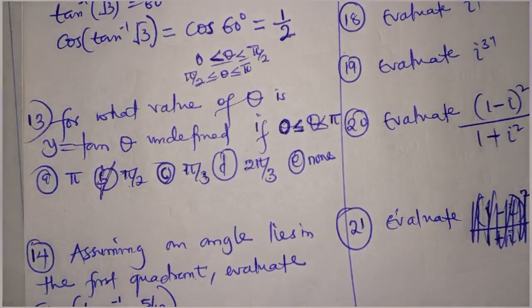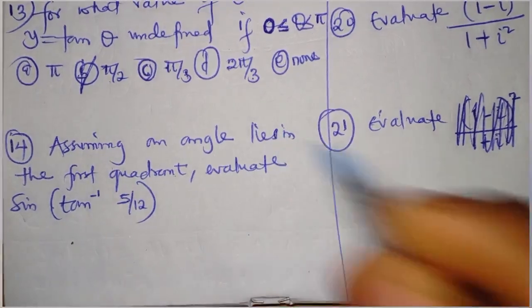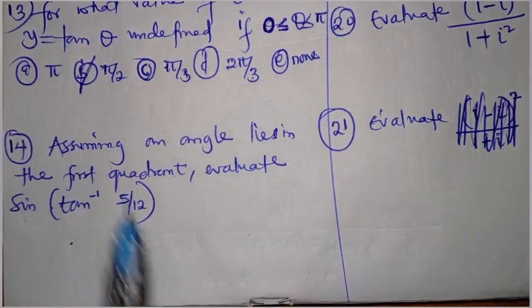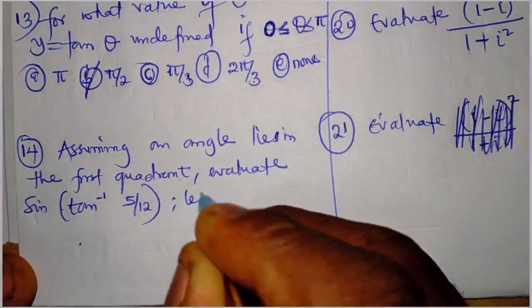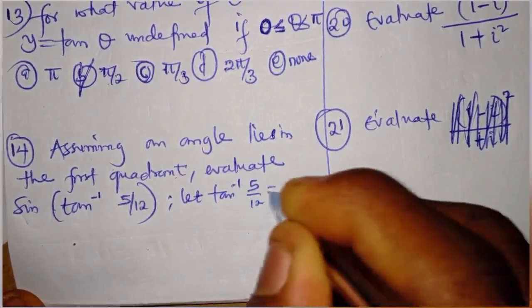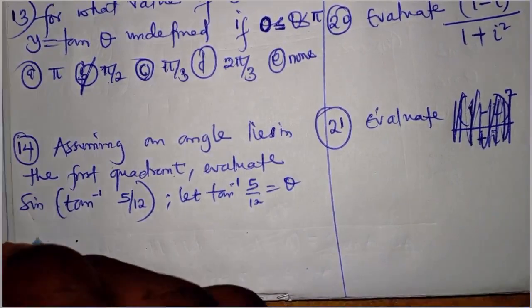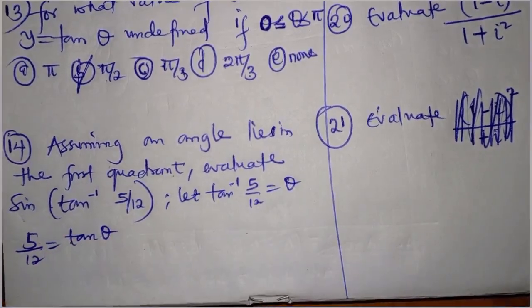Now, question 14. Assuming an angle lies in the first quadrant, evaluate the sine of the inverse tangent of 5 over 12. All right, it's very easy, just for us to do some little manipulations. I want to say, let the tan inverse of 5 over 12 be equal to theta. So if I take the tan of both sides, it actually means that 5 over 12 is equal to tan theta. Are you getting it? So it means that 5 over 12 is equal to tan theta.